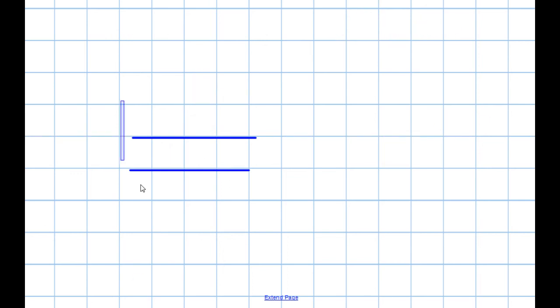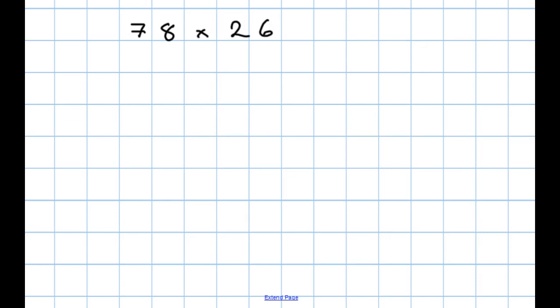Right, now let's look at multiplication. It gets a bit harder. Well, for some, if you don't know your times tables, we're going to do 78 times 26. So we write down 78 times 26. Notice I've lined up the figures again.